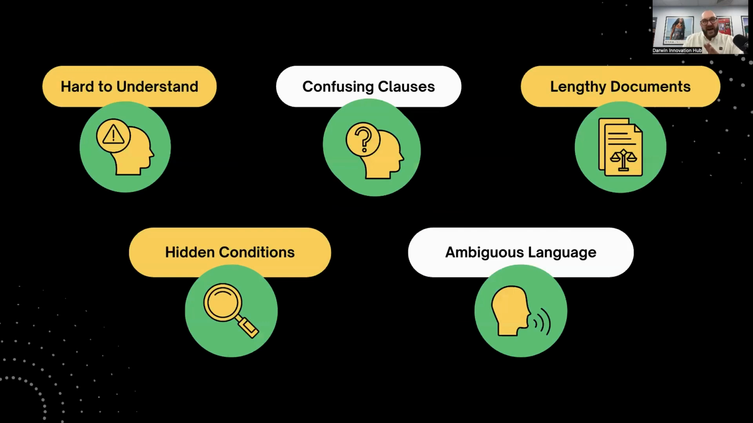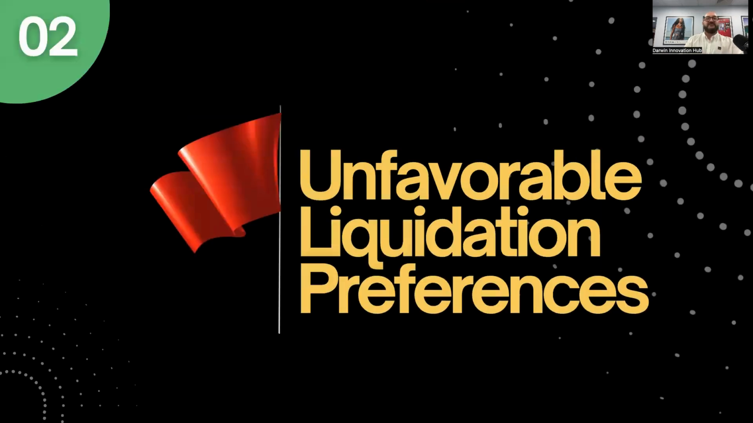So we don't want it to be hard to understand. We don't want to be confusing. We don't want massively lengthy documents or hidden conditions or language that isn't very specific and it's all ambiguous and could mean one of three things. We want it to say what it means and mean what it says.